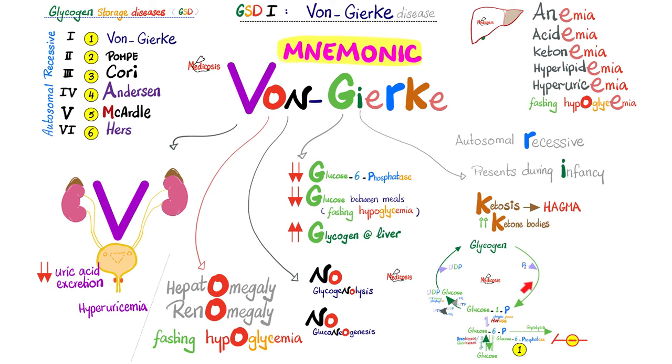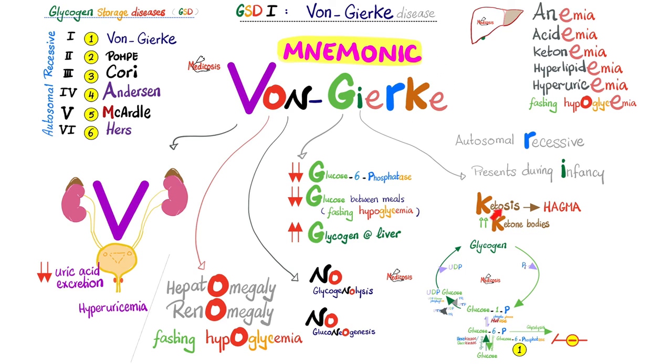So whether you're trying to break down glycogen, glycogenolysis, or to make glucose from new sources, i.e. non-carbohydrate sources like some fatty acids, some amino acids, you cannot reach glucose either because you're stuck at glucose 6-phosphate. So no gluconeogenesis. Next, what's the I? The disease starts in infancy or childhood. What's the R? It's autosomal recessive inheritance.